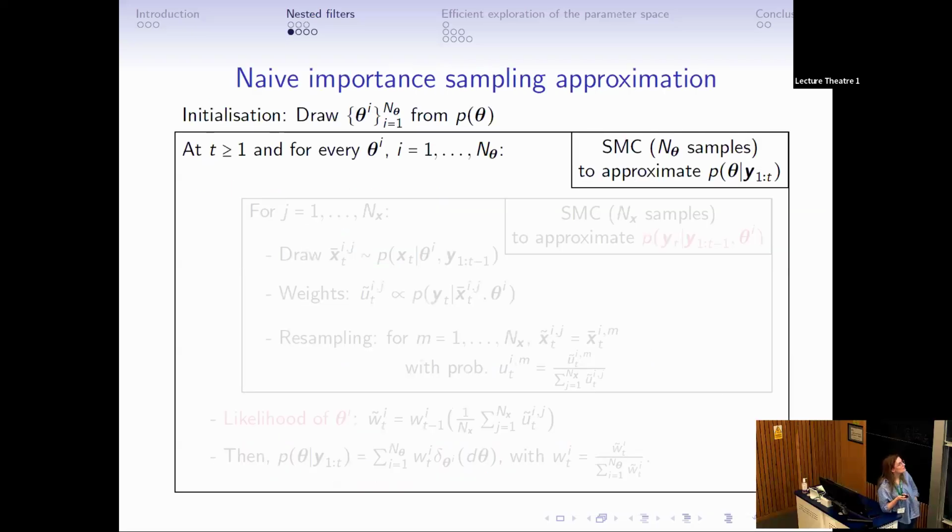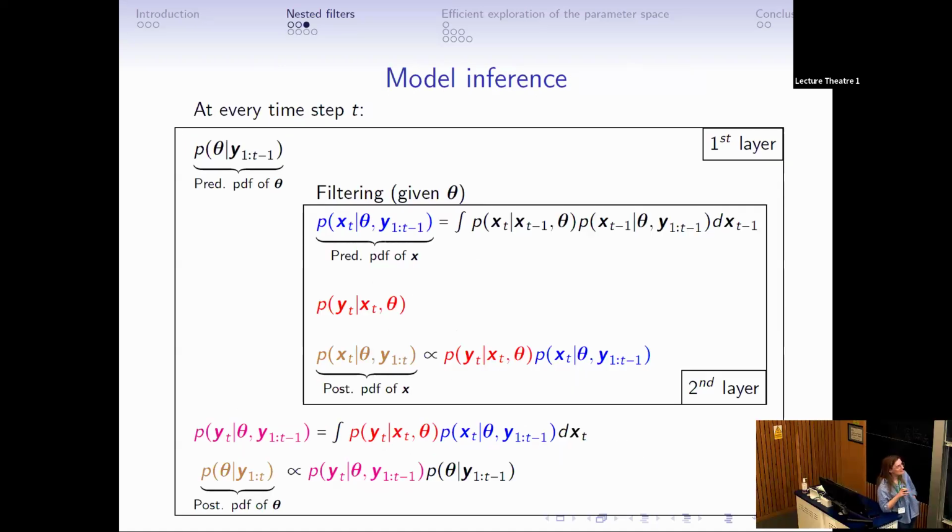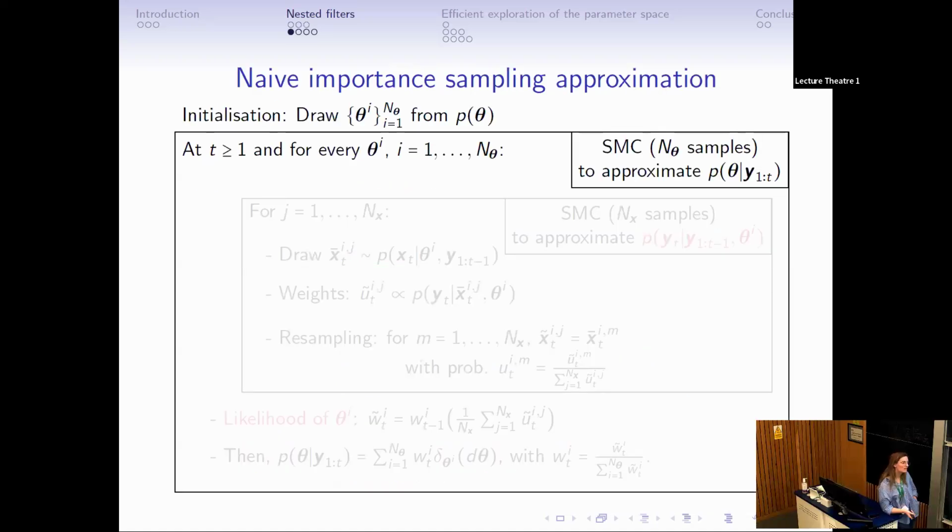Now the question is, how do we implement all this? It sounds very nice, just with the distributions like this, but we need to implement it or approximate it, or see how we do this. So if I think about the simplest way to go, it would be a naive importance sampling approximation.